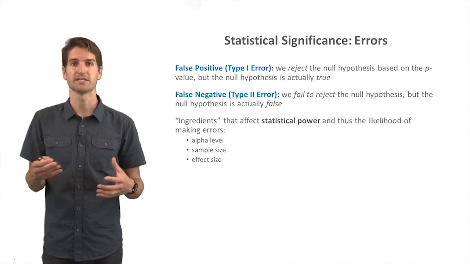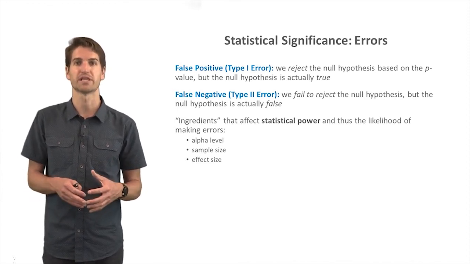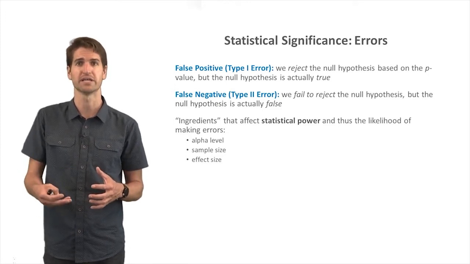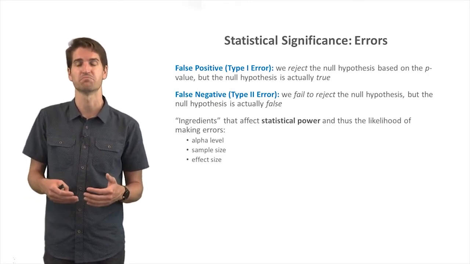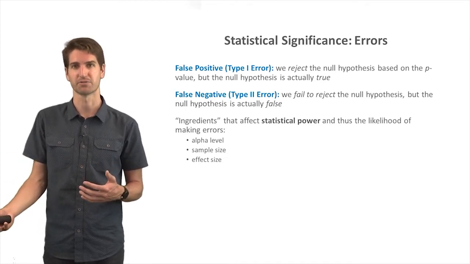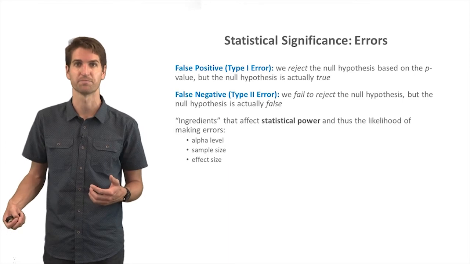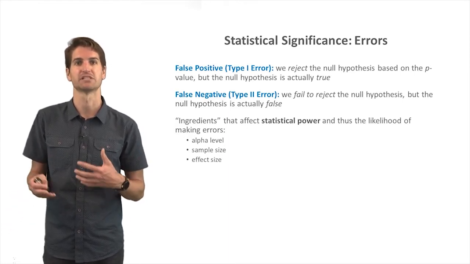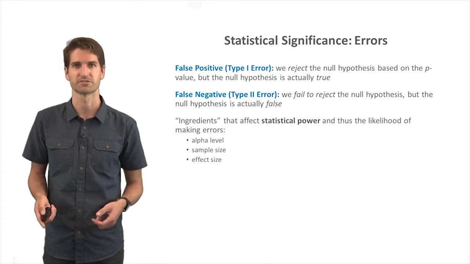Again, this idea of statistical power is related to how confident we can be in the results that we found, that we actually made the right decision based on the data and the underlying population from which those data come. And so really, statistical power is related to the likelihood that we make various errors.